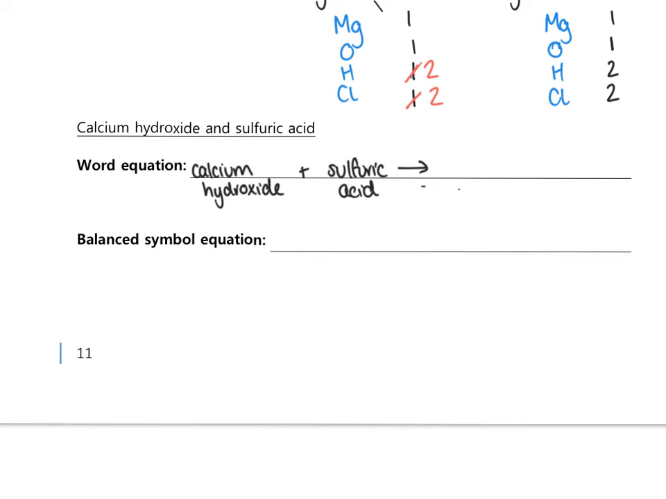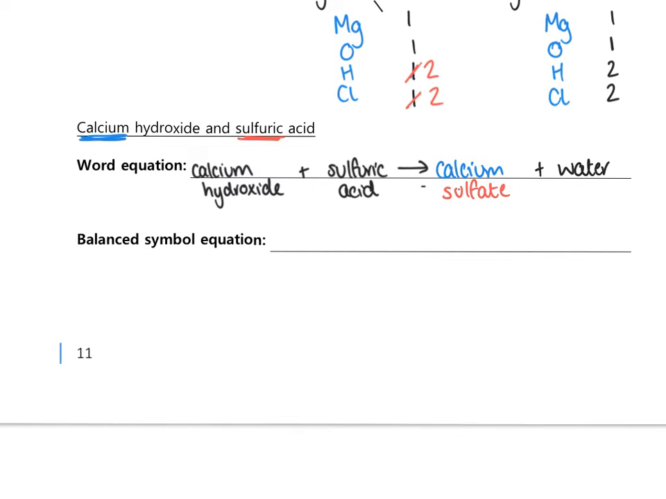First thing we need to do to complete our word equation is name our salt. First part of the name comes from the metal, which is calcium. Second part of the name comes from the acid, which is sulfuric acid. Sulfuric acid changes its ending to sulfate, and so the name of my salt is calcium sulfate. And then, as always, we have plus water at the end. Okay, so we need to write our balanced symbol equation for this.